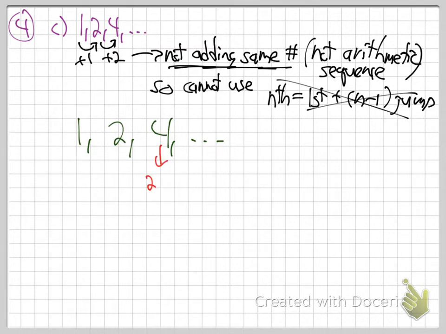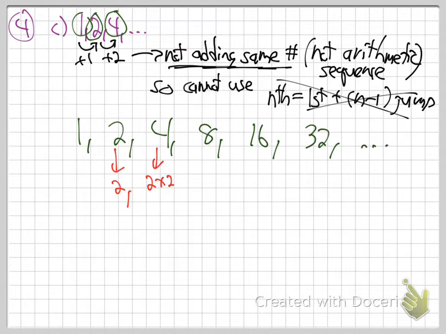4 is 2 times 2. And this is just a single 2. So let's add some more terms here. We know what would come next, right? It looks like it's just doubling every time. 1 times 2 is 2, times 2 is 4. So next would be 8, 16, 32, etc. I'm doing that to look for the pattern.